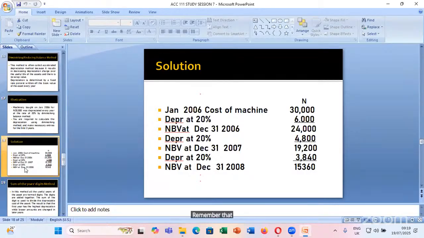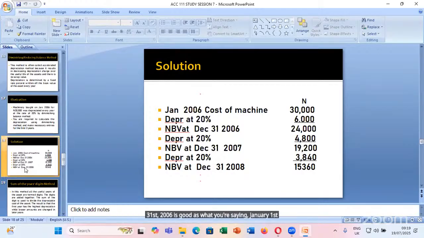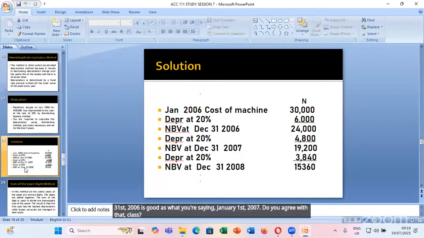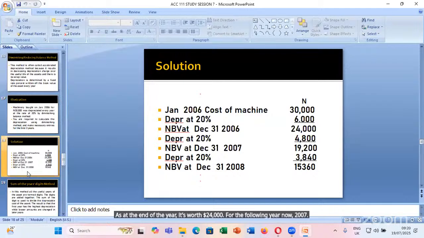Remember that when you have a value as at December 31st, you bring it down to the following year. What you have on December 31st, 2006 is the same as what we have on January 1st, 2007. Do you agree with that, class? Yes, sir. So the value we have at 31st December 2006 is still the same thing we have on January 1st, 2007. At the end of 2006, our depreciation is 6,000, which is 20% of 30,000. So the net book value of our asset at the end of the year is 24,000.